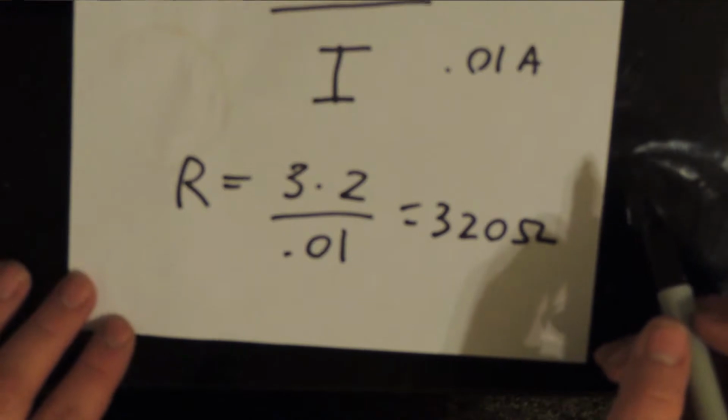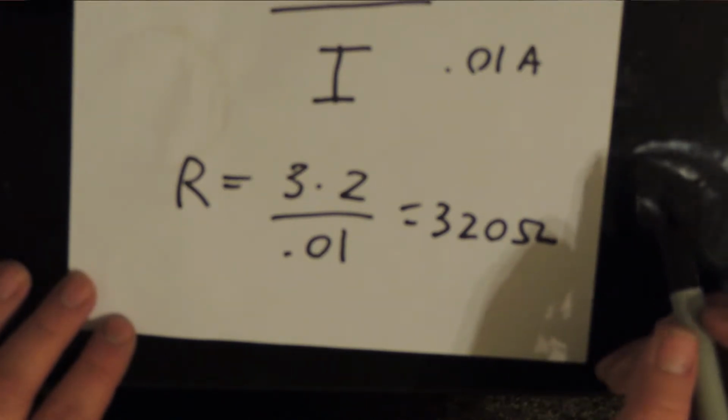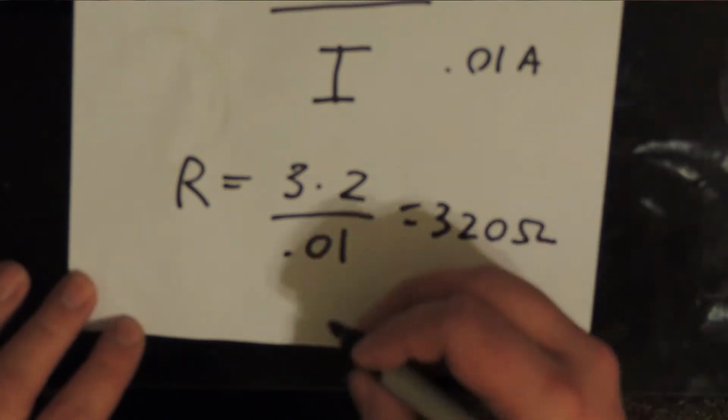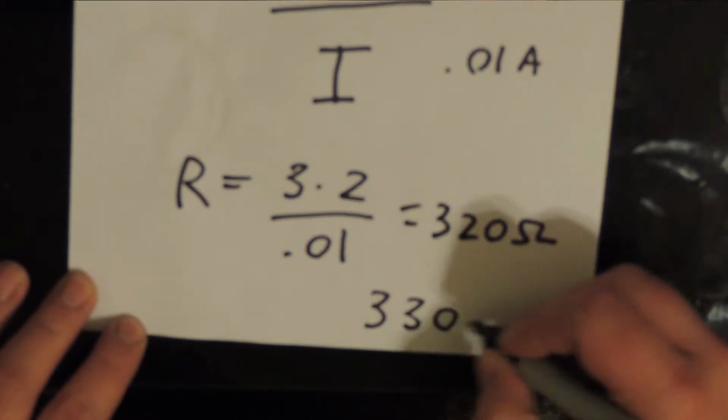Because we don't have a 320 ohm resistor, instead we're going to use the next value up, which is 330 ohms.